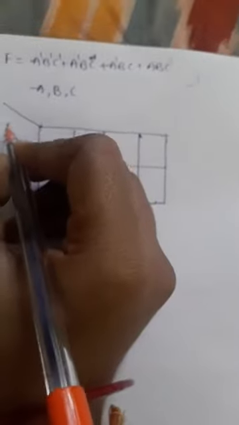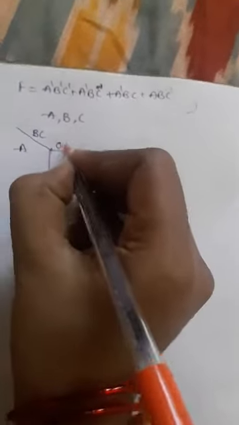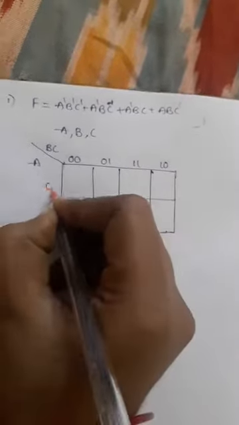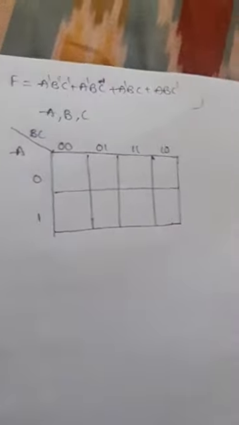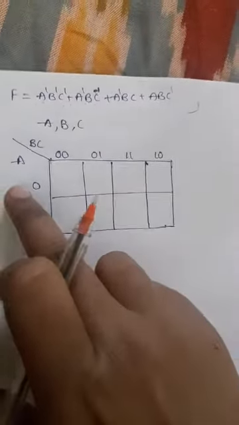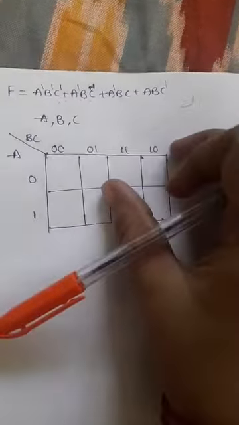For 2 possibilities we have only one variable. For 4 possibilities we need to mention 2 variables. So 0 0, 0 1, 1 1, 1 0, and here 0 1. Now, how to solve this K-map? With respect to the possibilities we have in binary combinations, we can solve this K-map.